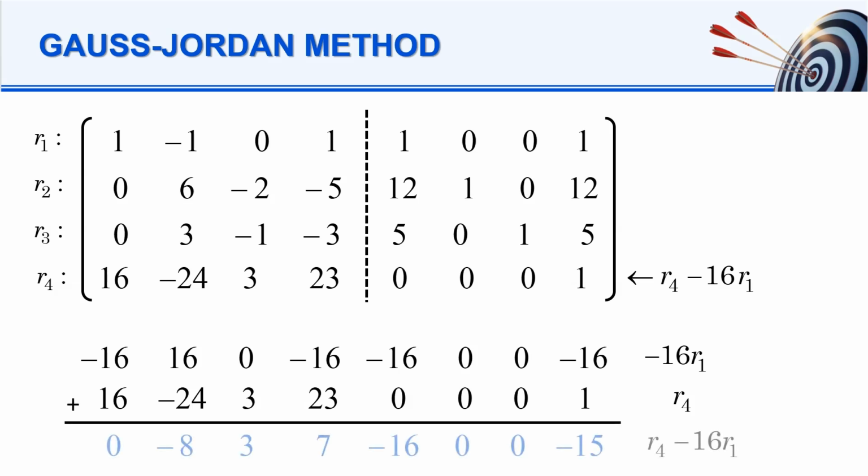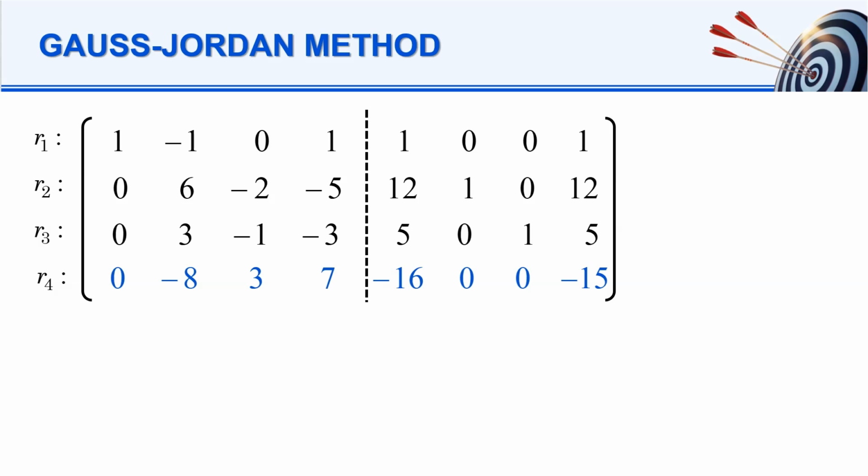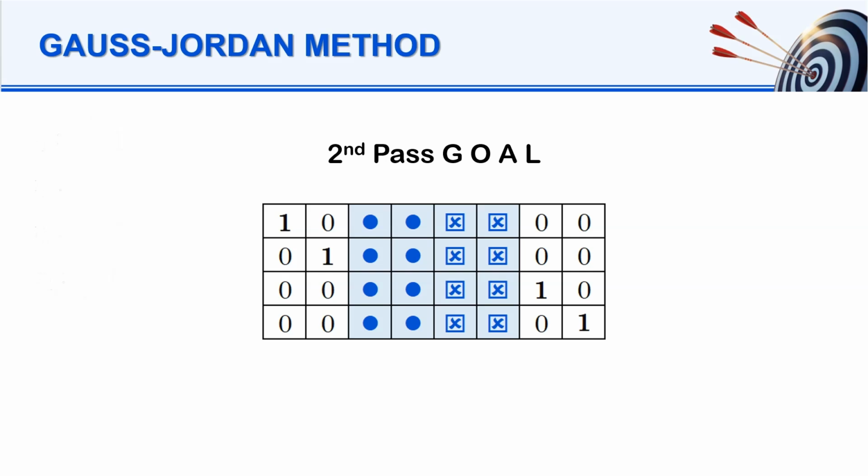Which gives the following. The new row replaces the fourth row, which marks the end of first pass. The goal of the second pass is to create the second column of the identity matrix via row operations, which also alter the sixth column elements.